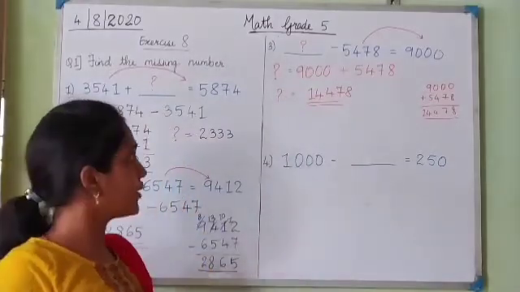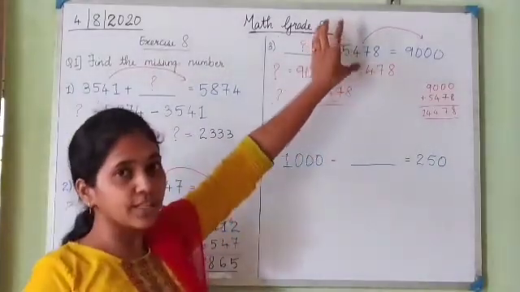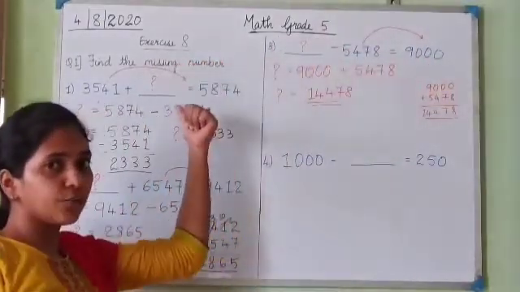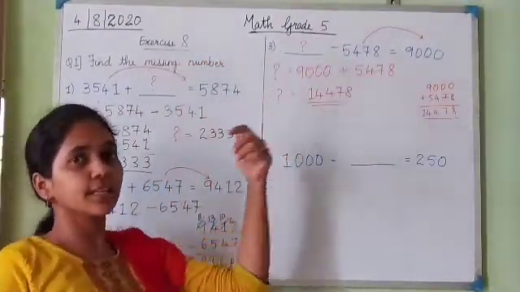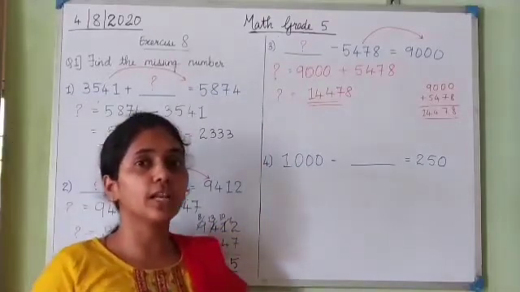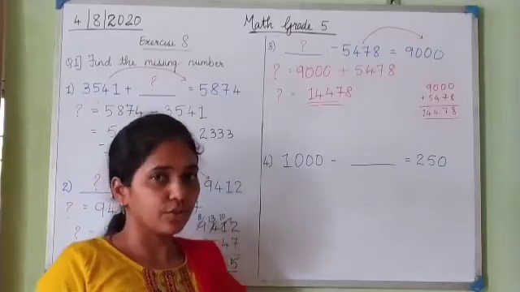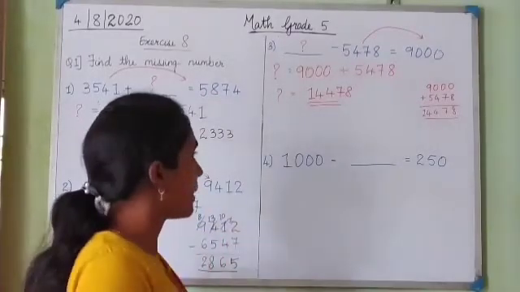Okay, everyone has understood? When a number is subtracted on one side, after going to the other side it gets added. If a number is added to one side, after going to the other side it gets subtracted. So this is what we call addition and subtraction are inverse operations. Okay. Now the fourth example also.